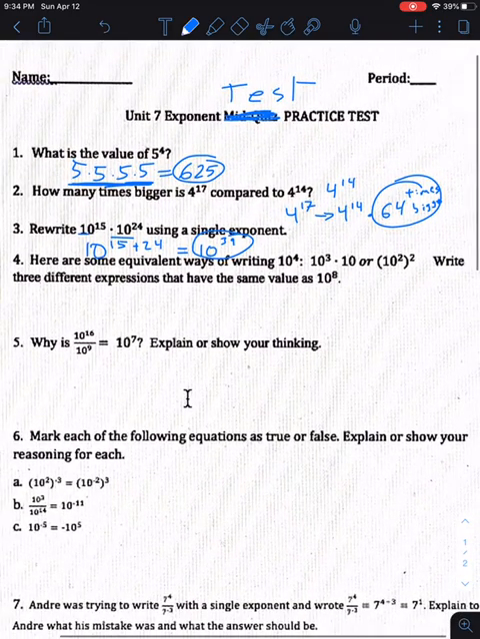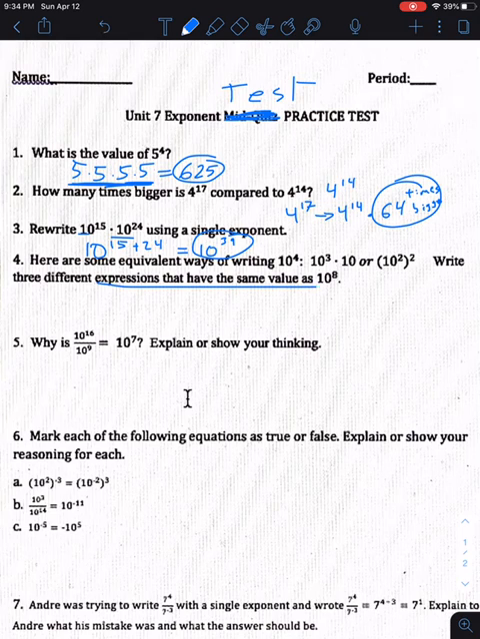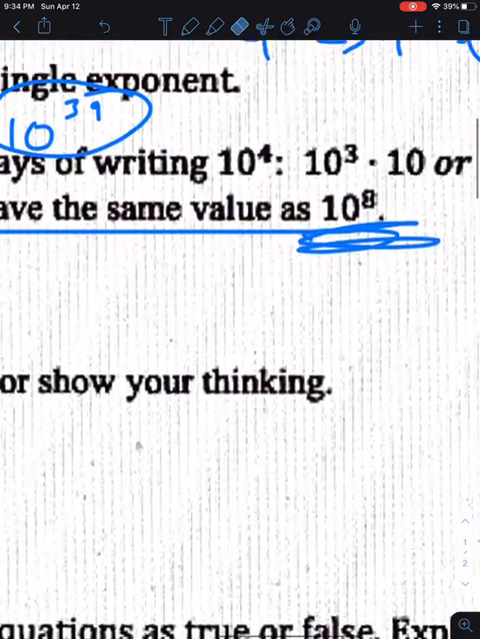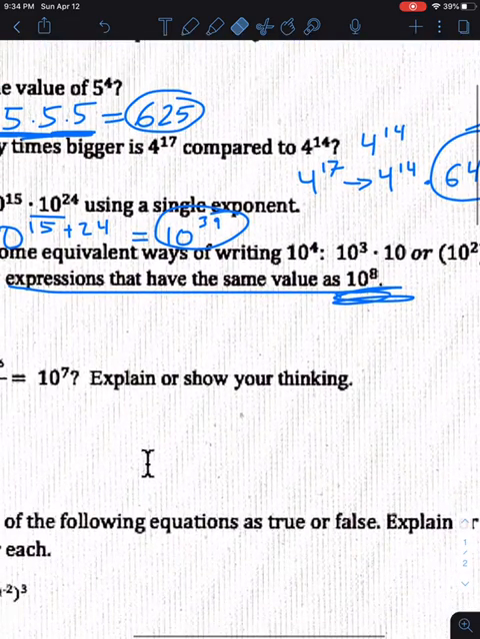So it says, here are some equivalent ways of writing 10 to the 4th power. We've got 10 to the 3rd times 10, or 10 to the 2nd to the 2nd again. Write 3 different expressions that have the same value as 10 to the 8th. So we're not writing 3 more that have the same value as 10 to the 4th. That was just an example. We want to have the same value as 10 to the 8th.